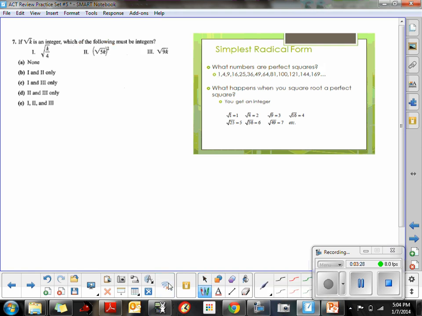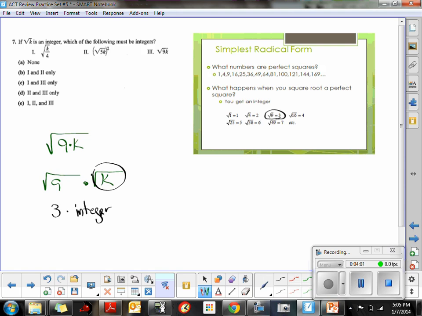I've got to evaluate the next one. So the square root of 9 times k. There's a property of radicals that says the square root of a product is the product of the square roots. So I can break this up into the square root of 9 times the square root of k. The square root of 9, I guarantee, is 3, because 9 is a perfect square. And the square root of k, they already guaranteed us, is an integer. So if I take 3 times another integer, will it always be another integer? Well, I believe that's going to be true because it's going to be taking 3 times 1, 3 times 4, 3 times 9. Every one of those is going to be an integer.